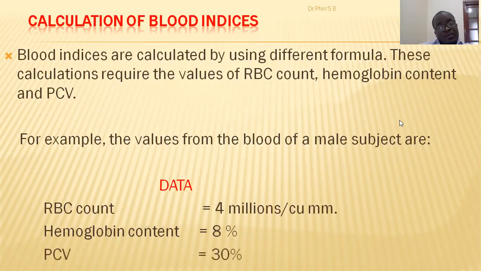Packed cell volume is different from hemoglobin content. Packed cell volume is the hematocrit. And this hematocrit is the fraction of the whole blood that is occupied by blood cells. So that component of whole blood that is occupied by blood cells is called hematocrit. For this particular subject, let's say the PCV is 30%.